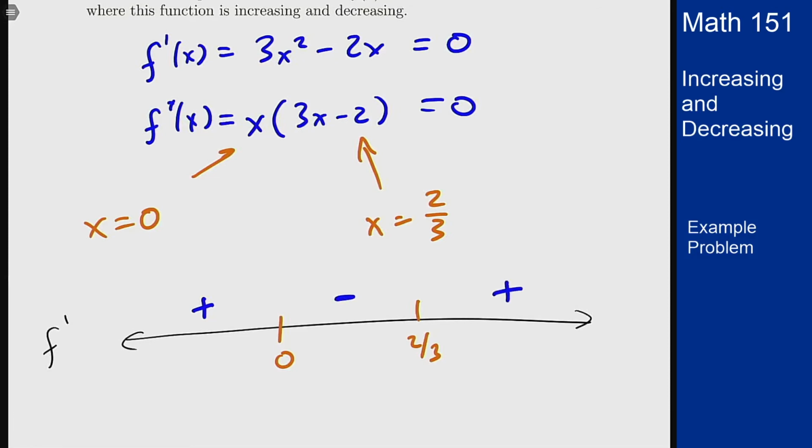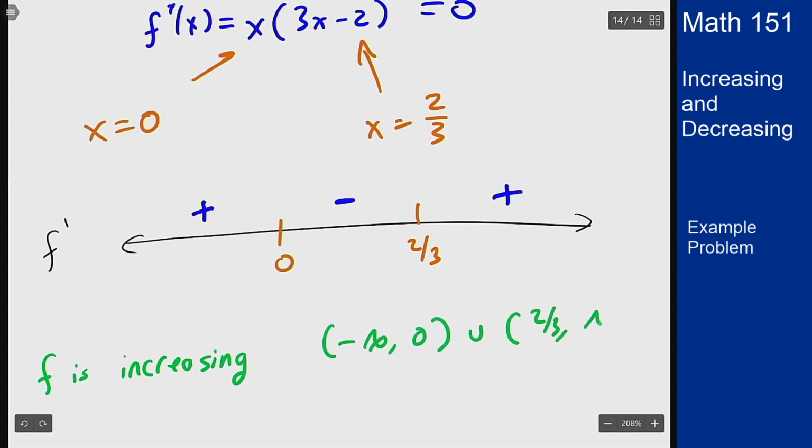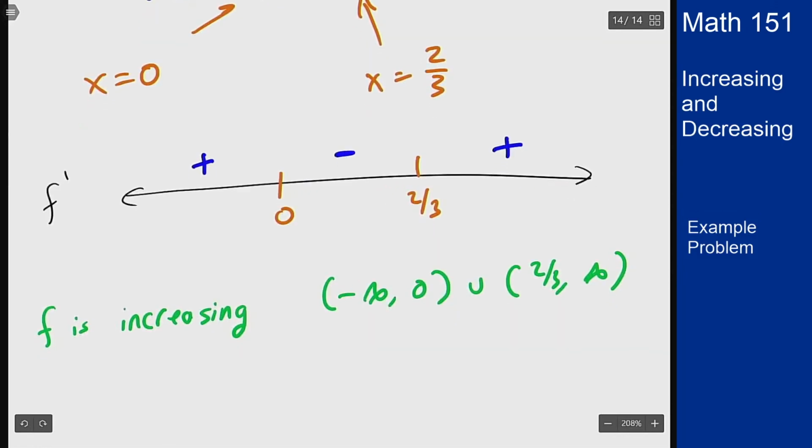So we're plugging this into the first derivative here, and plugging into the first derivative will tell me if the function is increasing or decreasing based on whether the first derivative is positive or negative. So we know that the function f is increasing wherever this first derivative is positive, so that's on the lower part from -infinity up to 0, and then from 2/3 up to infinity on the upper part. And we know that f is decreasing on the part in the middle from 0 up to 2/3.